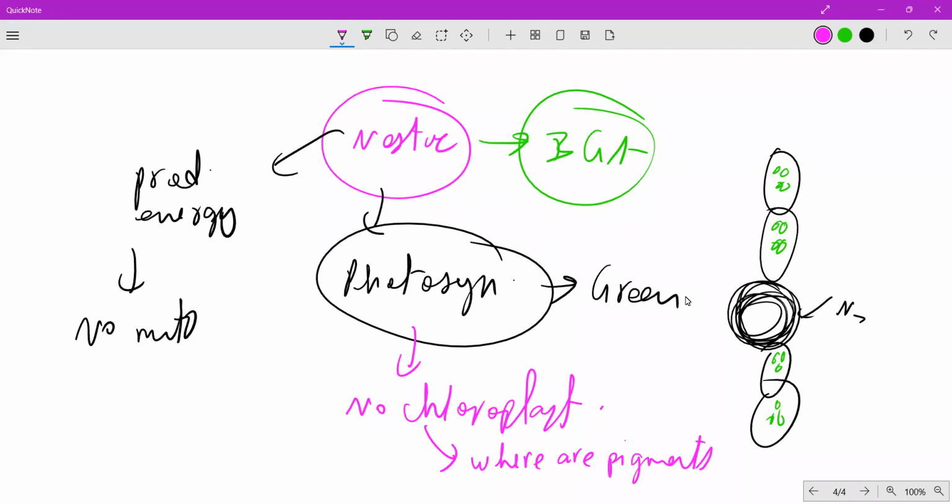Mitochondria bhi nahi hai. Chloroplast bhi nahi hai. The bit is surviving. It is green in color. So what is going on? So you have to find it out. We'll discuss this nostoc in detail later.